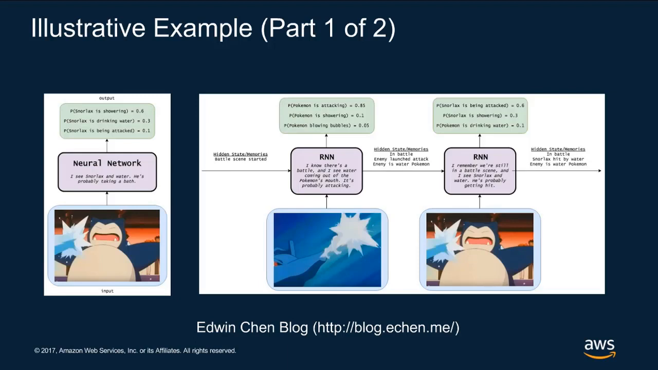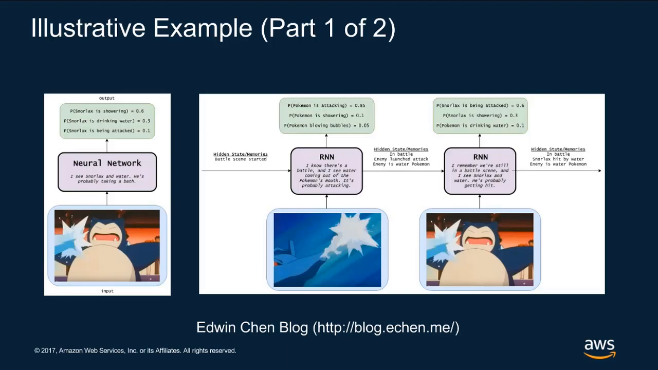So in this context, on the left-hand side with this simple neural network, I see the Snorlax in water, and he's probably taking a bath. So it's a very simple kind of analysis, and it actually predicts what is happening. Because in this sequential context, we're moving a little bit away from natural language processing into video frame-by-frame analysis. But they're very similar types of problems.